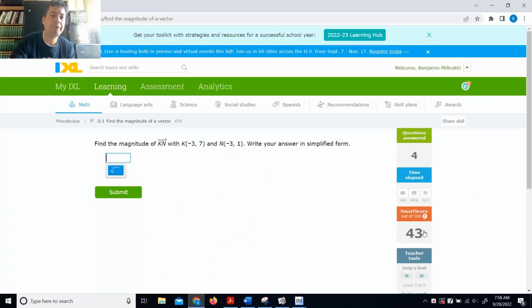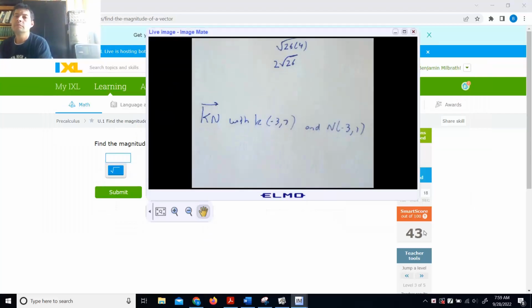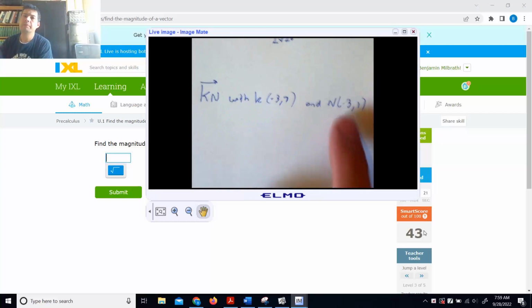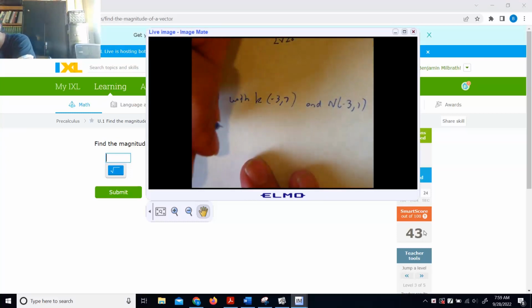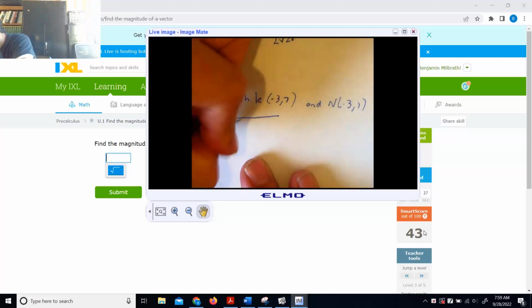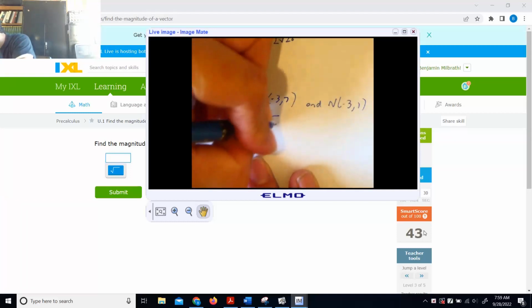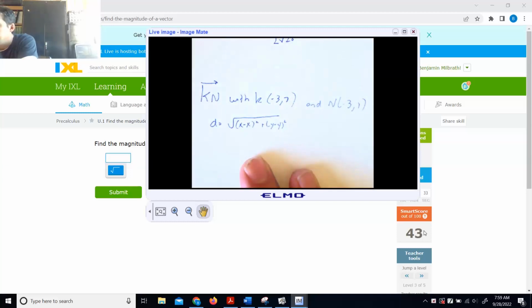All right, let's jump ahead and see if anything gets any more difficult. That was level 2. This is level 3. Level 3 says find the magnitude of vector KN with K being at negative 3, 7 and N being at negative 3, 1. So I'm going to write that down over here. So here's the new task, and this one is screaming distance formula. Obviously you could graph it if you wanted to, but it's screaming to use distance formula: square root of (x minus x) squared plus (y minus y) squared.